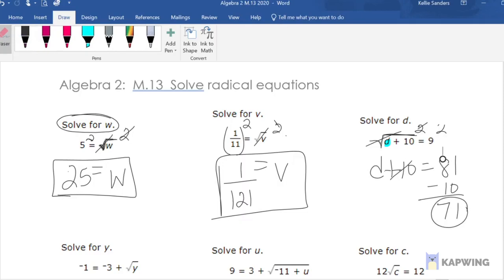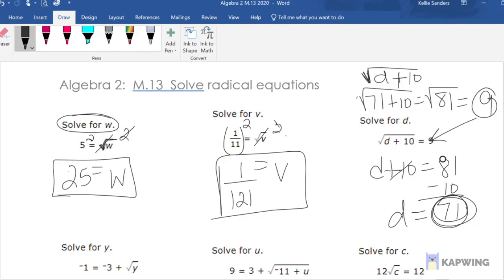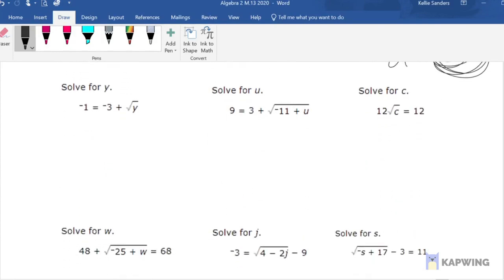Now let me show you what happens. If I just gave you the square root of D plus 10 equals 9, and I said D is 71, if you put 71 in for D, and you had the plus 10 still there, what's 71 plus 10? 81. What's the square root of 81? 9. What's that right there? 9. So I was able to check it to make sure that I got the right answer. Now the answer is 71. I shouldn't have circled that 9, but that's how you would figure out if you got it right or wrong.